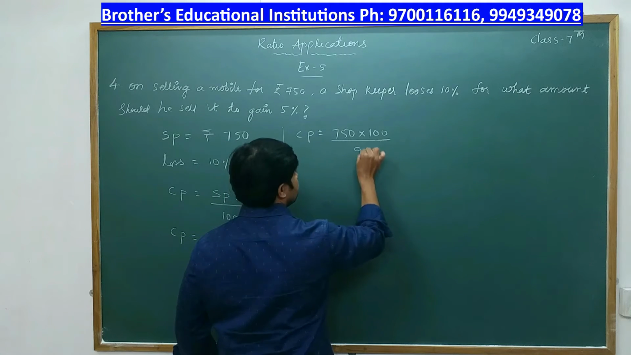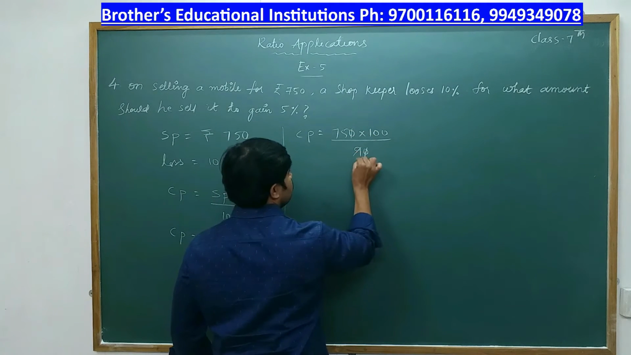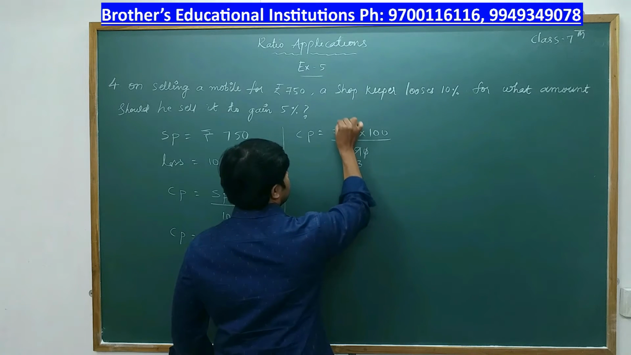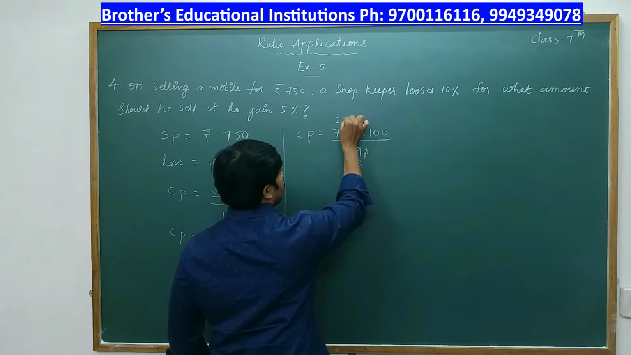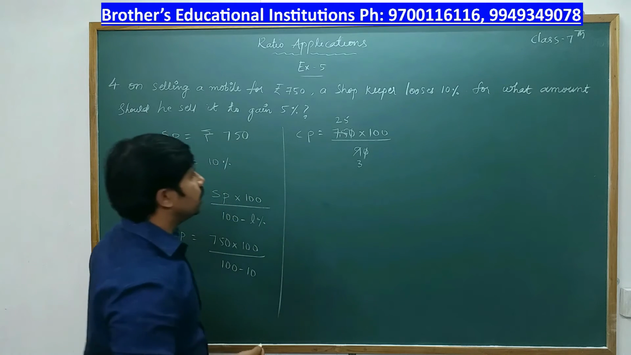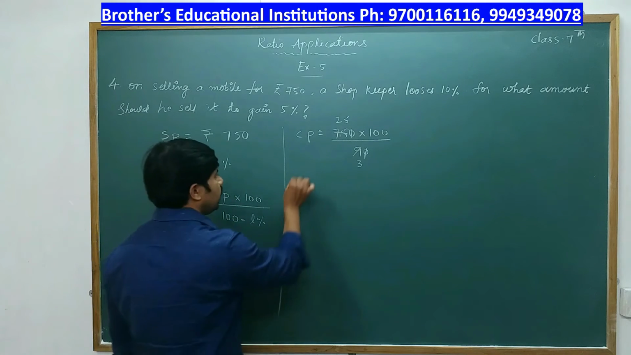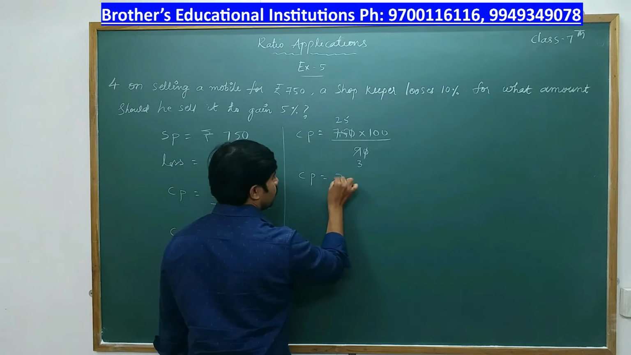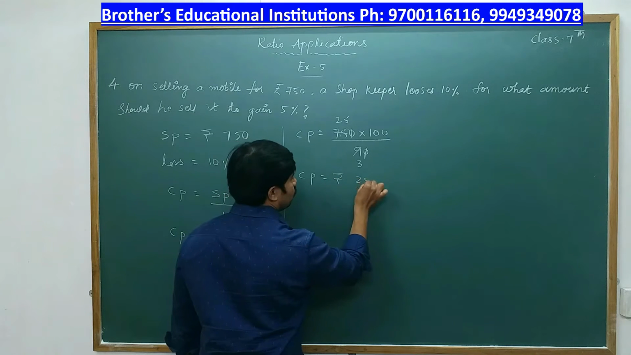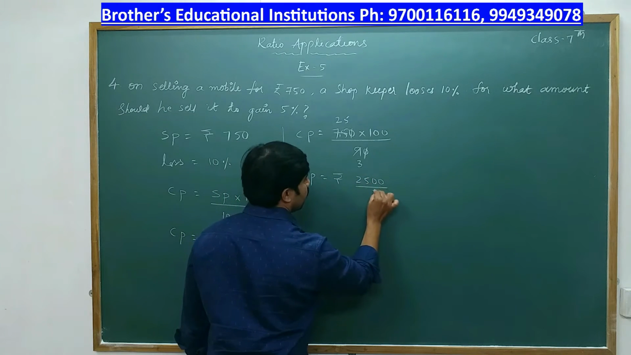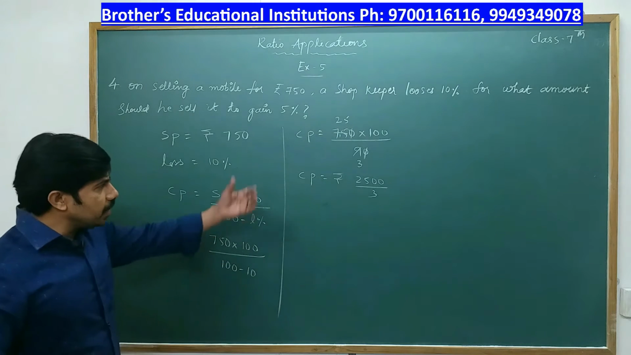We can eliminate 0, 0. So 3 3s are 9, 3 2s are 6, remainder 1, 3 5s are 15. So the cost price we get is rupees 2500 by 3. Okay, let it be in fraction.